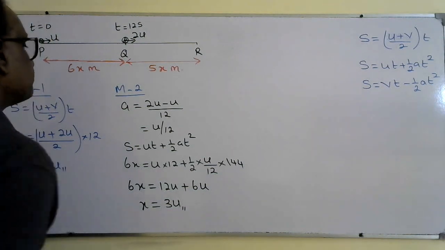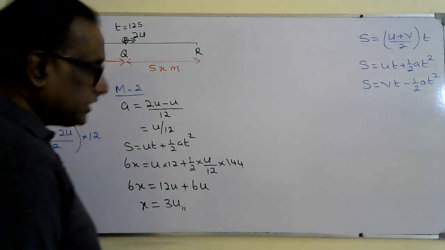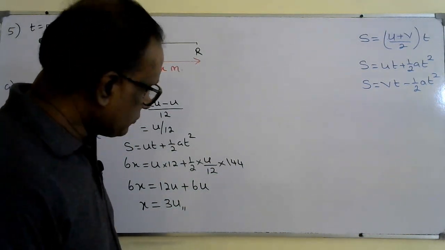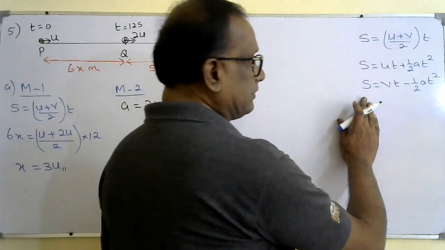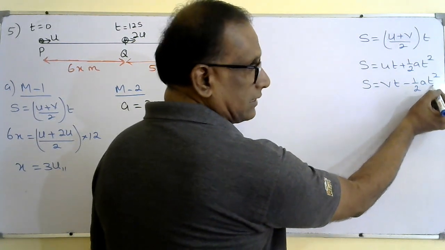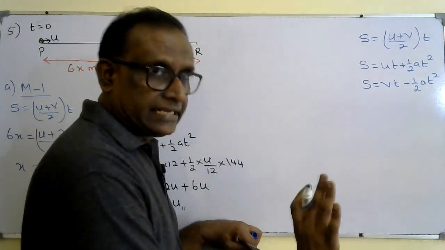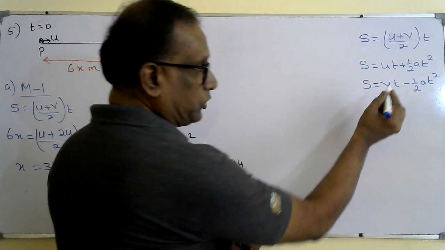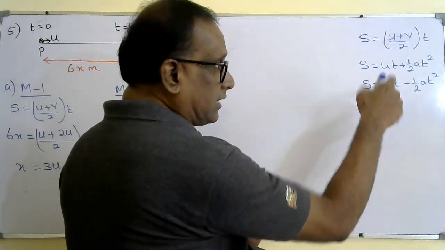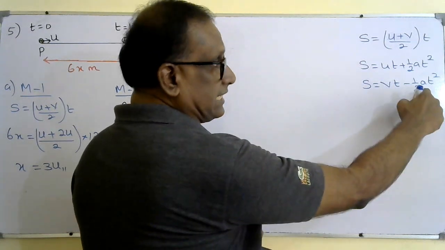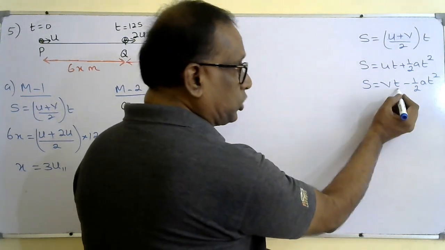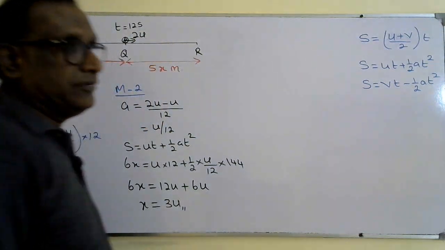Okay, method 3, can't we use s equals vt minus half at squared? Yes, you can use it. Be careful with this equation: it means that at time t, it has been moving for a time duration t. During that time t of motion, the final speed at time t is v, the acceleration is a, and the distance traveled during that time is s. That's the way we use the equation.